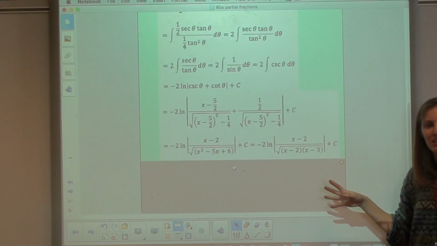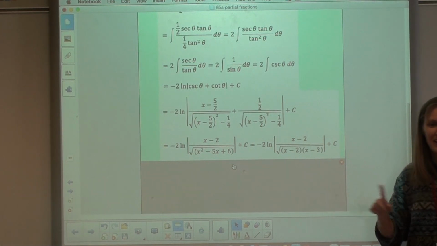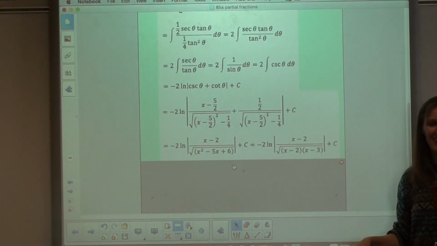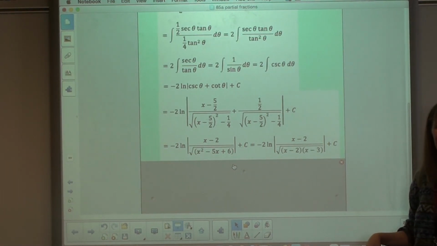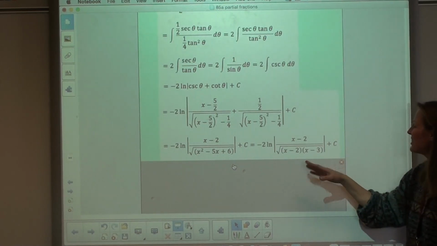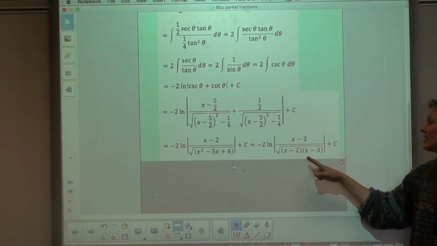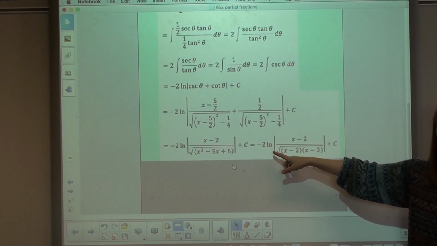So I factored it. The reason I factored it is because, of course, we can break up the log, right?